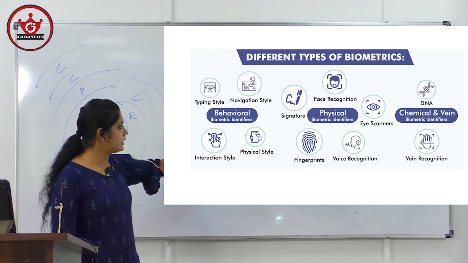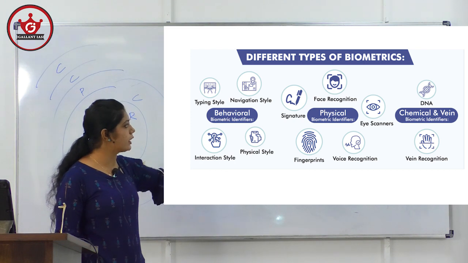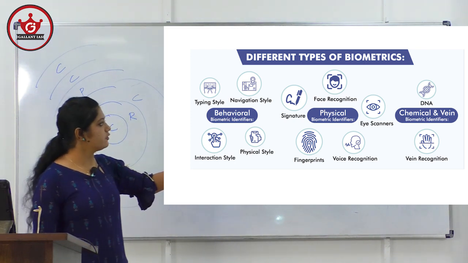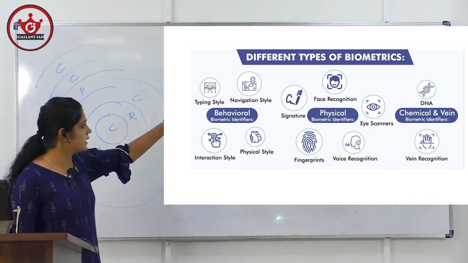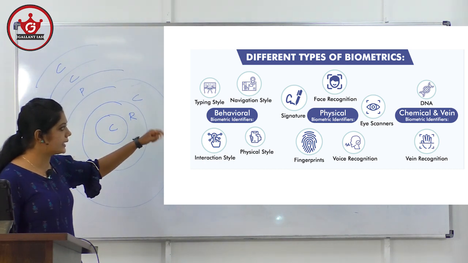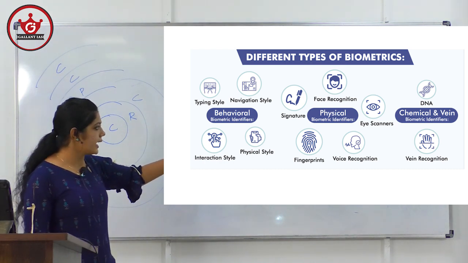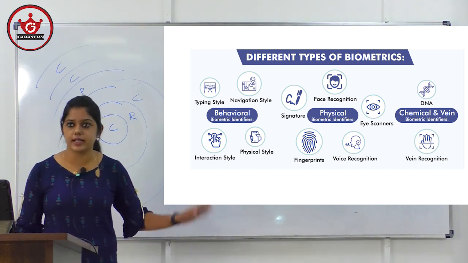Behavioral biometric identifiers are there. Physical biometric identifiers are there. Chemical and vein biometric identifiers are there. See, I have given the figures. You can look at it later. Signature, face recognition, eye scanners, fingerprints, voice recognition, etc.